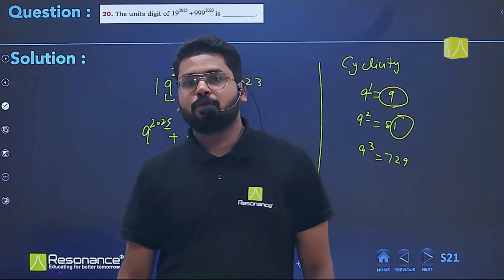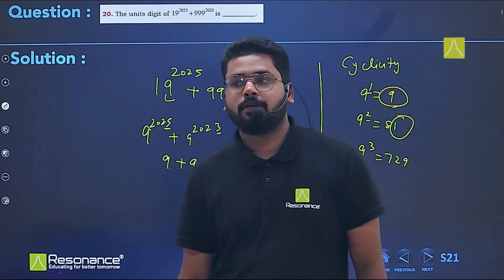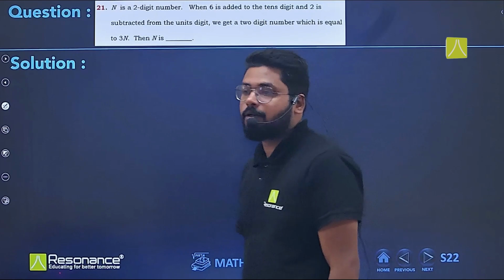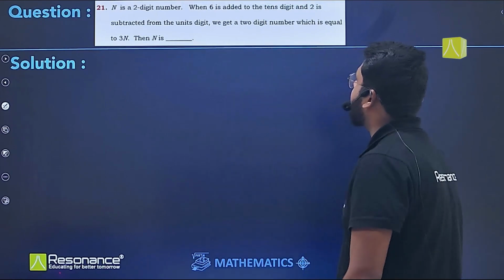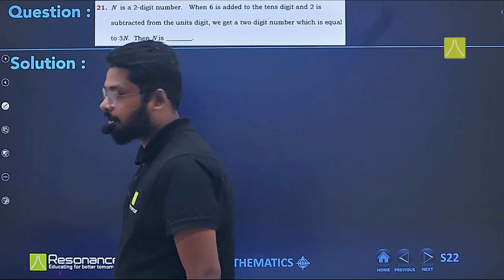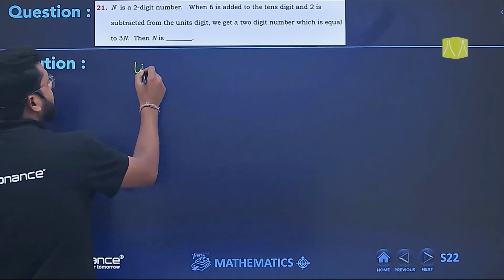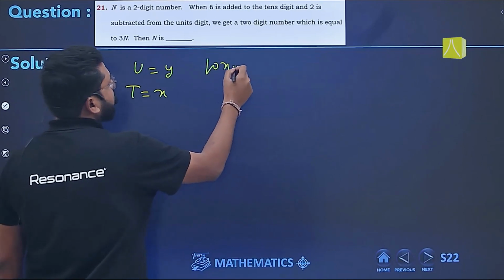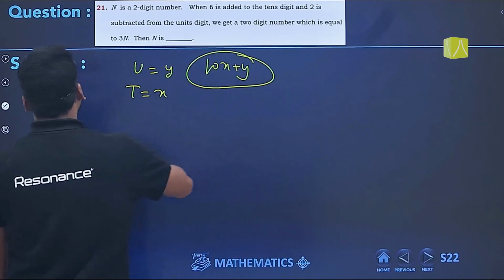Now we will move to question number 21. So next: n is a 2-digit number. When 6 is added to the tens digit and 2 is subtracted from the unit digit, we get a 2-digit number which is equal to 3n. Suppose the unit digit is y and the tens digit is x. So the number will be 10x plus y.